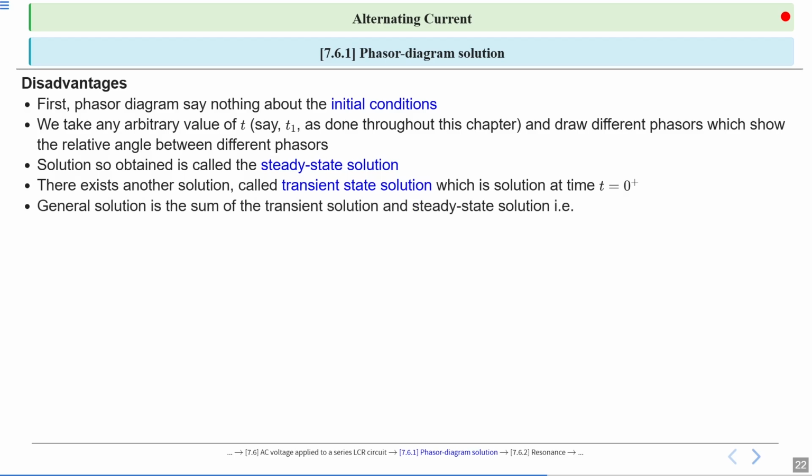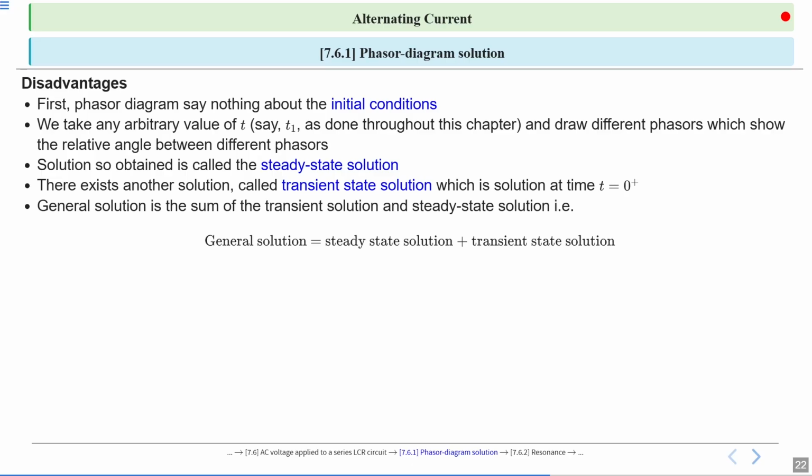So the general solution is the sum of the transient solution and the steady state solution. What is the general solution? It is the sum of transient and steady state. Steady state is when the current is constant, and the transient solution is when the current is not steady across the circuit. It is increasing or decreasing.